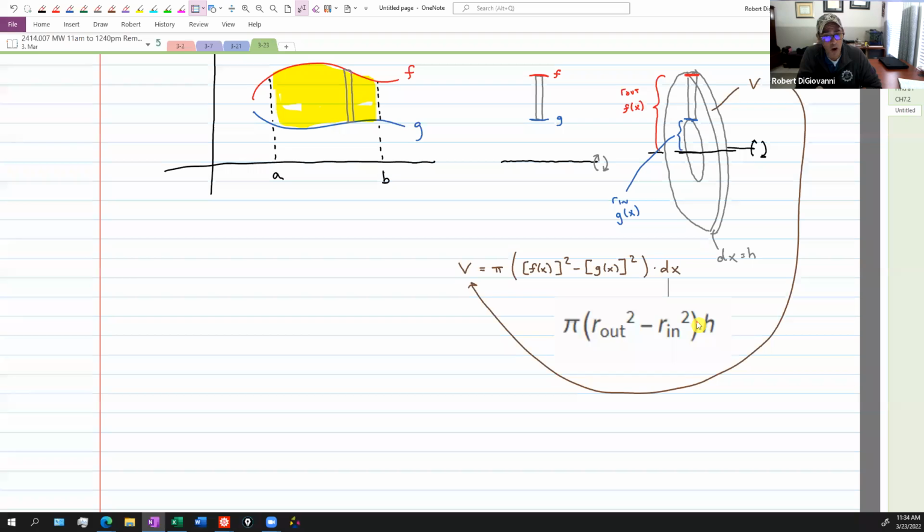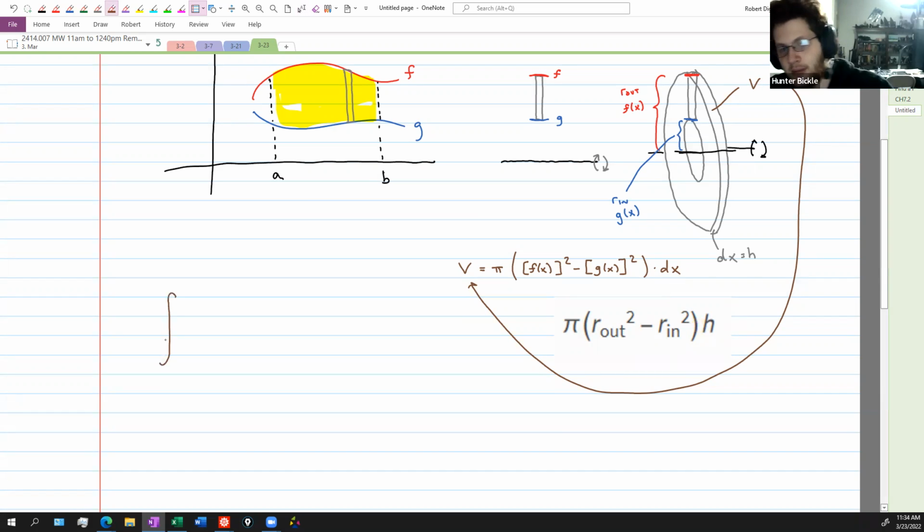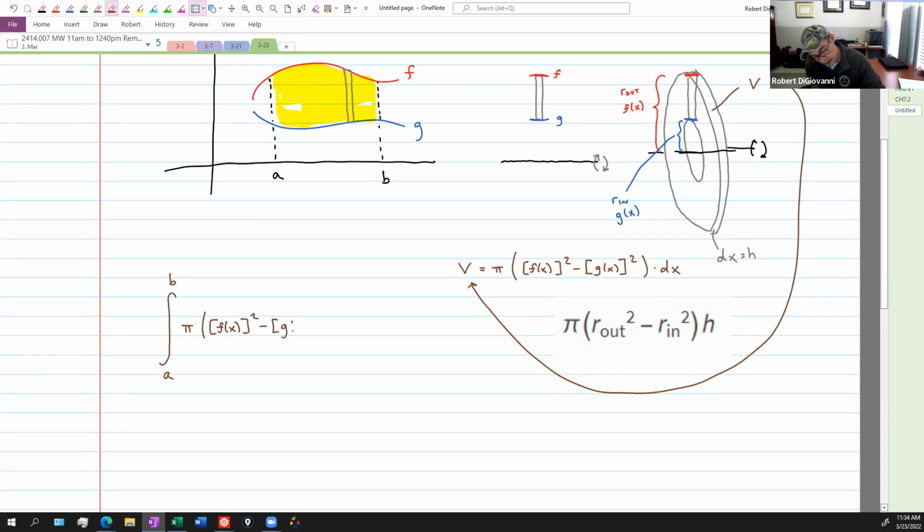So that's the volume of one, and I want to now add them all up. So how do we add up all these washers together? We integrate. Bring in the integral from a to b. We're going to go from a to b, which means our washers are going to start at the left endpoint at a, and we're going to slide the washers across. And what are we doing? We're doing pi, then the f of x, whatever that is, squared minus the g of x, whatever that is, squared, and then dx. And that is it.